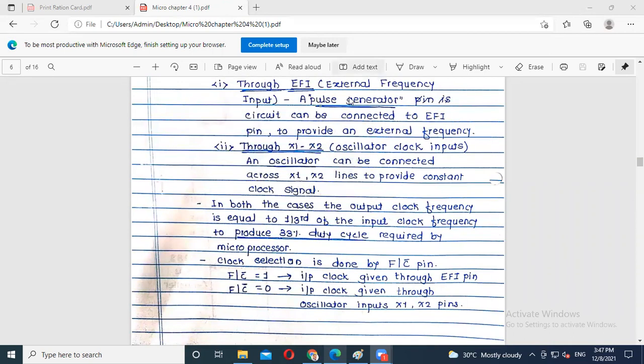One is clock signals and one is constant frequency. For the frequency we have to use EFI. For the constant signals we have to use X1 and X2. In both cases, the output clock frequency is equal to one third of the input clock frequency, and it produces the 33% duty cycle required by the microprocessor.